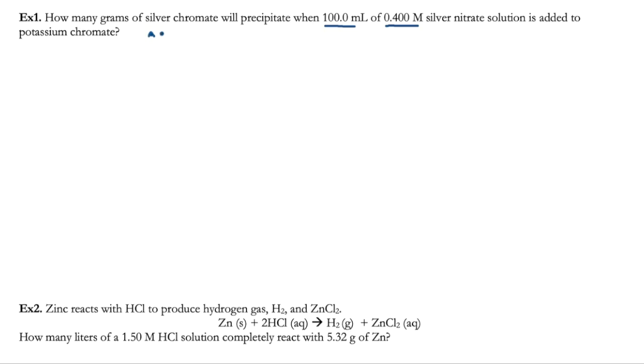So silver, remember, has a +1 charge. Nitrate has a 1- charge. And so the formula for this first reactant is going to simply be AgNO3. All right, so that is going to react with potassium chromate. Now, potassium has a +1 charge, and chromate, CrO4, has a 2- charge. All right, so the formula for this reactant is going to be, when I cross my charges, K2CrO4.